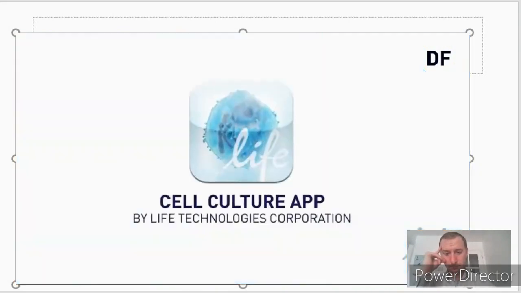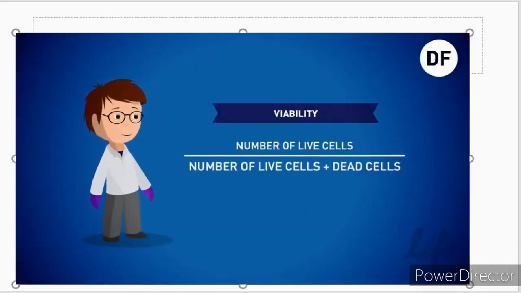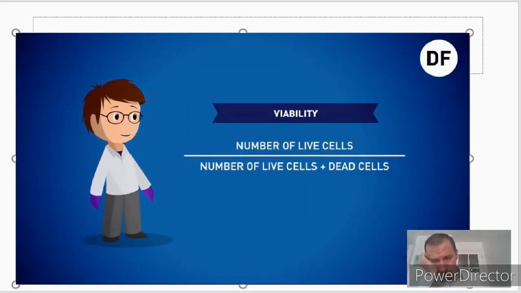Did you know there's an app you can use for this? The Cell Culture app has a cell counter tool that will help you keep track based on the number of viable and dead cells. You can now calculate the cell viability.